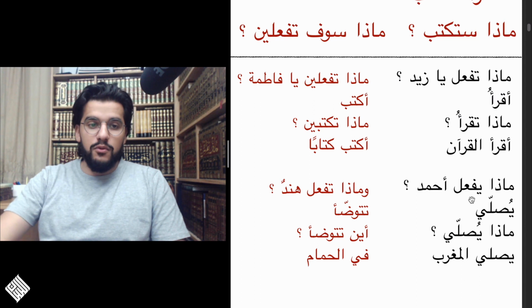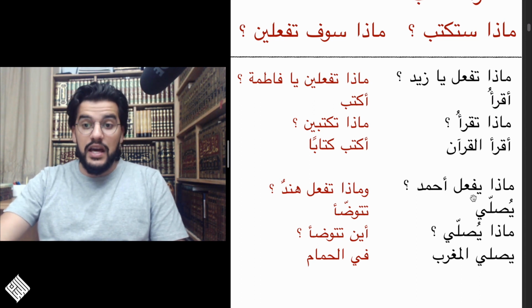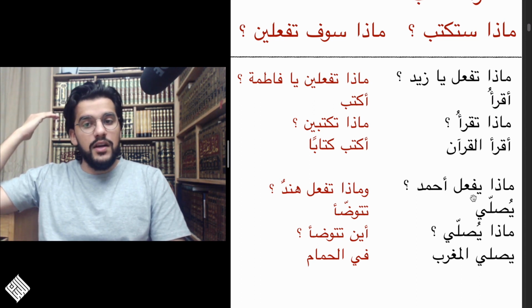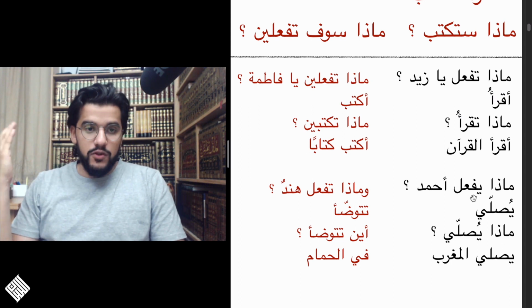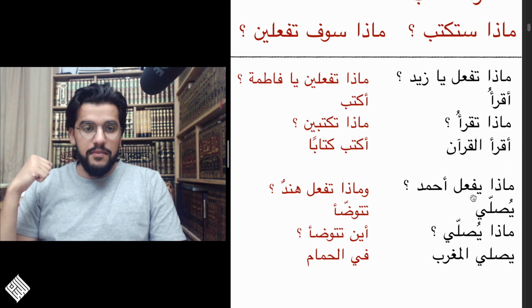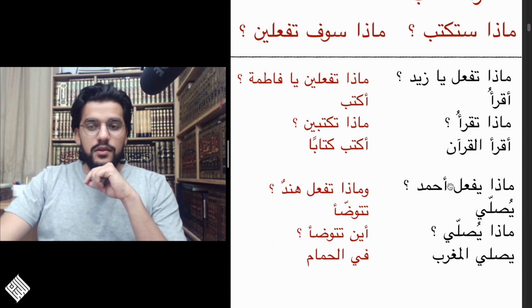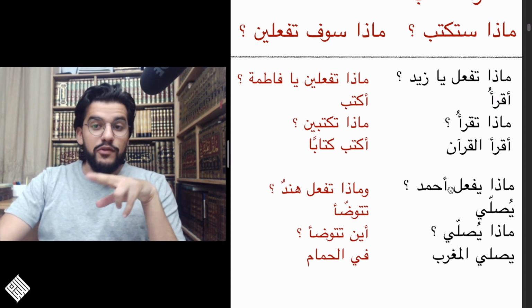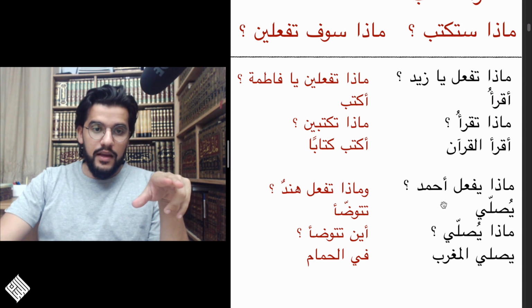Now if I'm asking about someone, I'm not talking to him directly, I'm asking about him, third person, so I would use the ya for the present verb as we said. ماذا يفعل أحمد. What does Ahmad do? ماذا يفعل أحمد. What does Ahmad do?